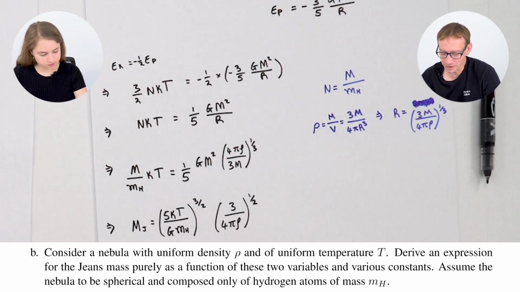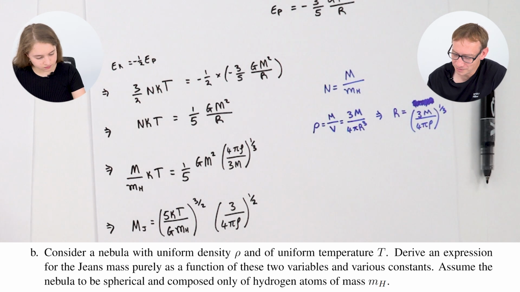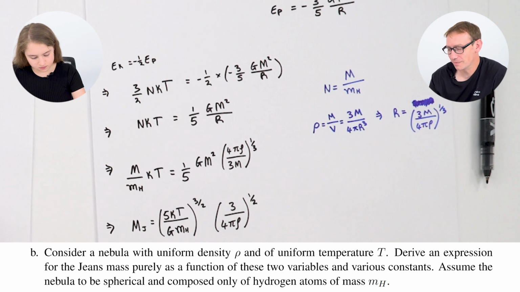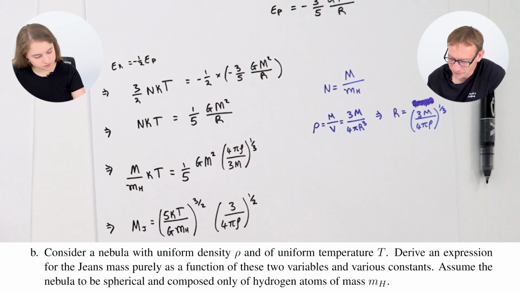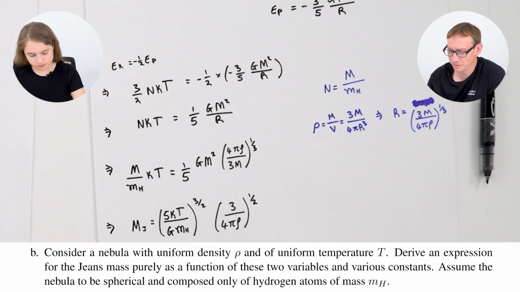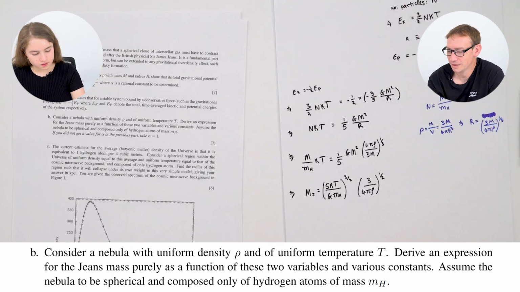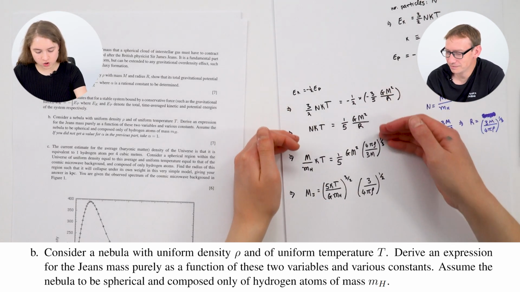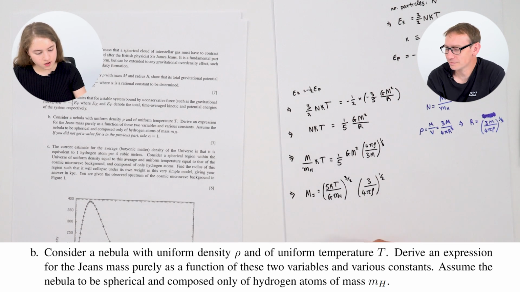In terms of answering the question, we've got the temperature T, we've got the density rho, and we've got the mass, which is a constant of mH. And that's what you've done there. You've derived an expression for the gene's mass purely as a function of these two variables and some constants. So most of this question was just doing some algebra after you substitute those things in.